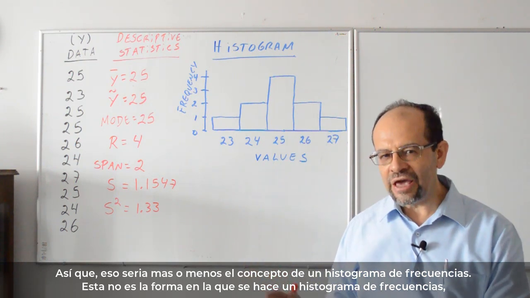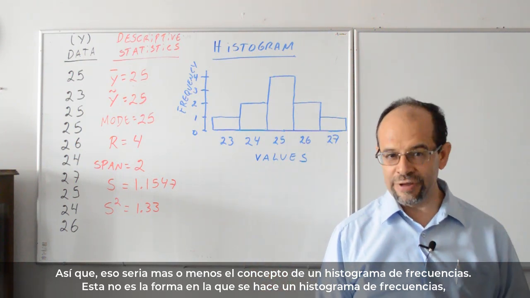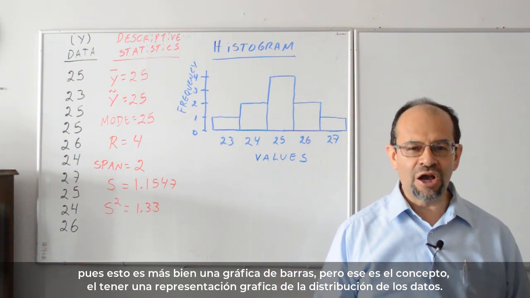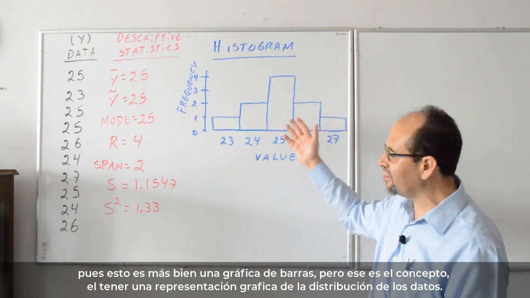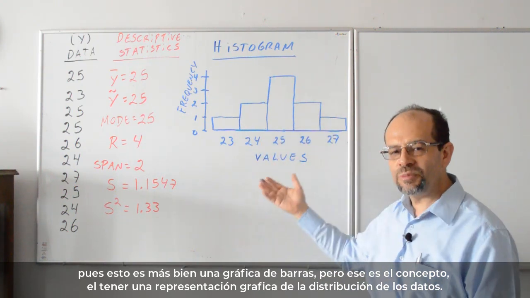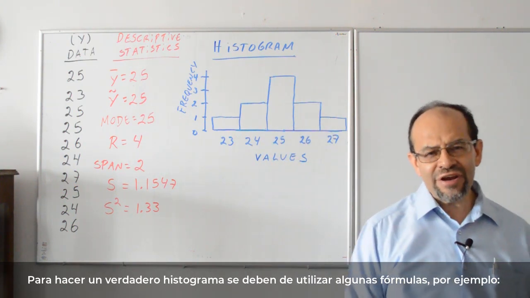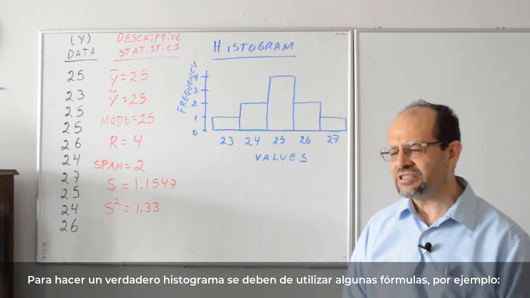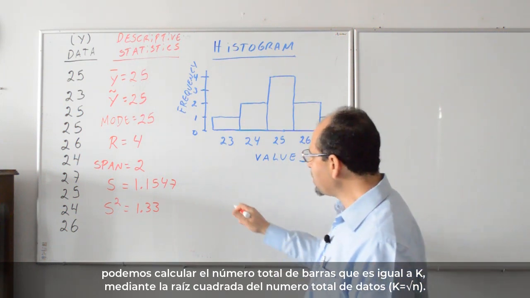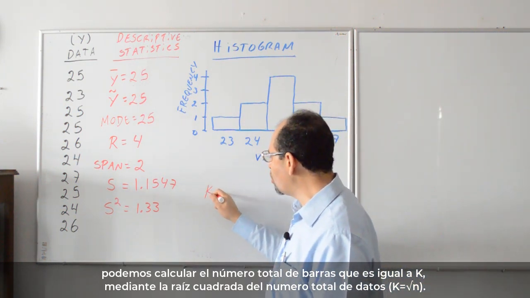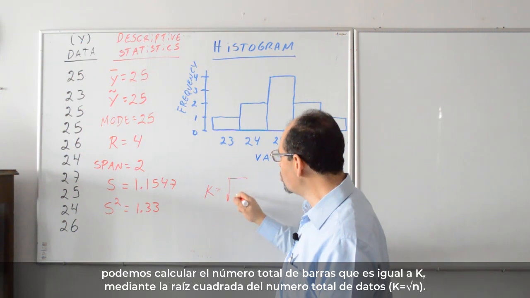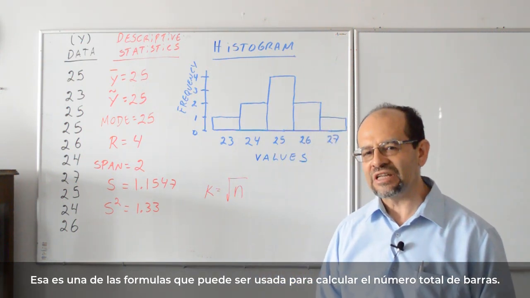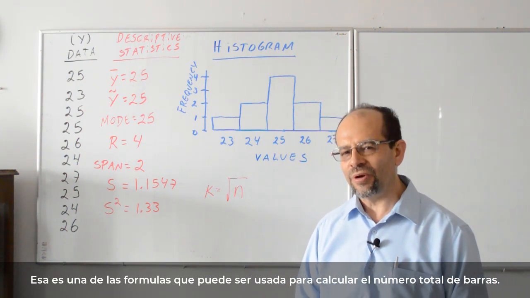So that will be more or less the concept of a histogram of frequencies. That's not the way a histogram of frequencies should be done, because this is more a graph chart. But that is the concept. The concept is to have a graphical representation of the distribution of the data. A real histogram is calculated with some formulas. For instance, we can calculate the total number of bars, which is equal to k, which is the square root of the total number of values. That can be one of the formulas that can be used to calculate the total number of bars.